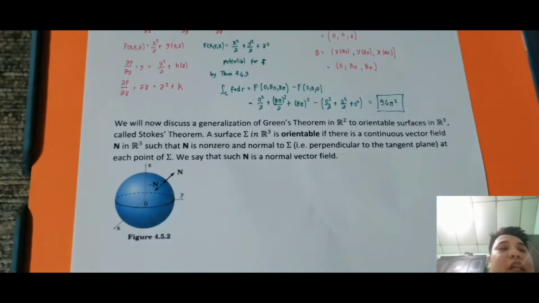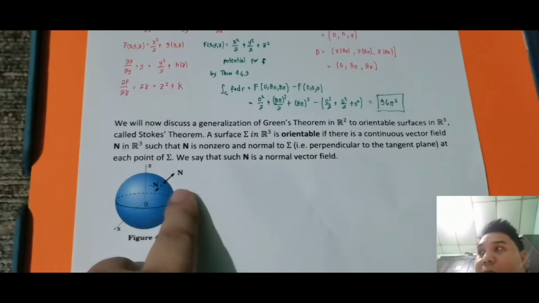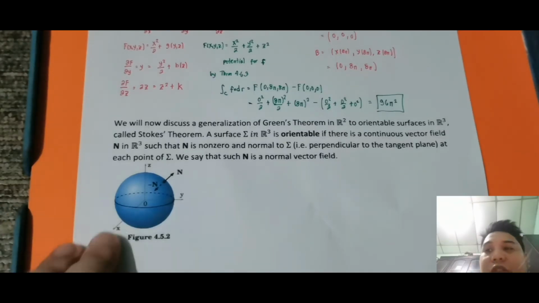So may dalawang klase ng n. So yung n na nasa loob, then yung n na nasa labas. So napansin mo yun yung drawing. Yan na, may n na nasa loob at merong n na nasa labas. So baka malito ko dyan about dyan. So tuloy tayo sa discussion.